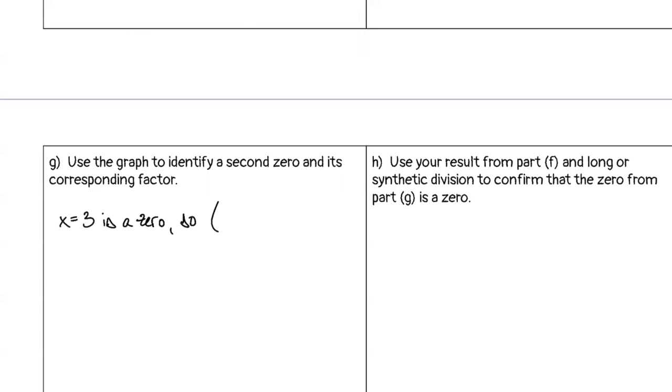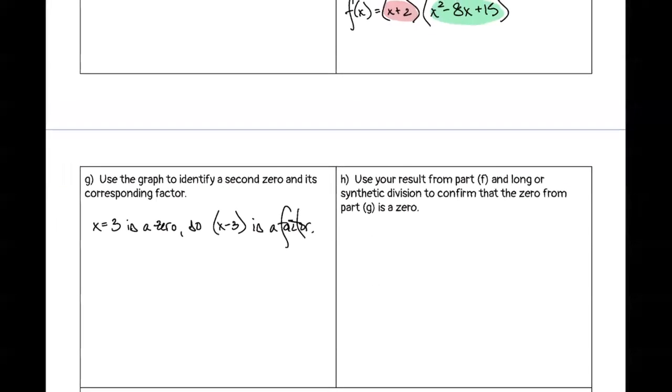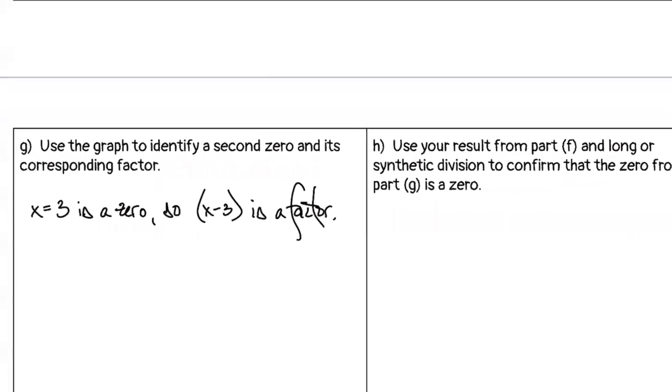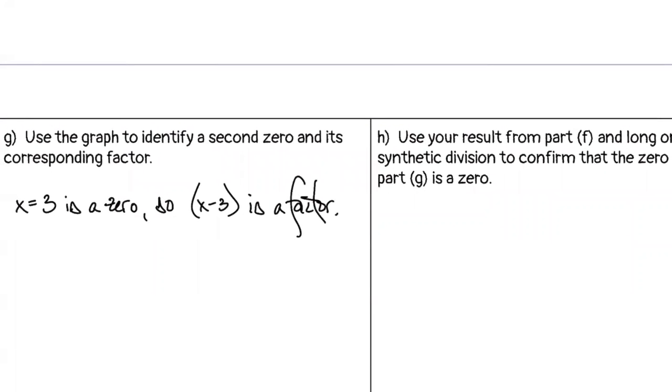Good, so x minus 3 is a factor. Well, if x minus 3 is the factor and x equals 3 is a 0, that means that my little number inside this half square part should be a 3.